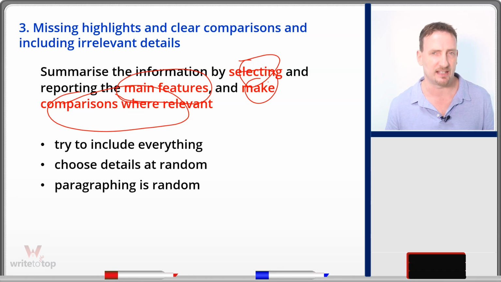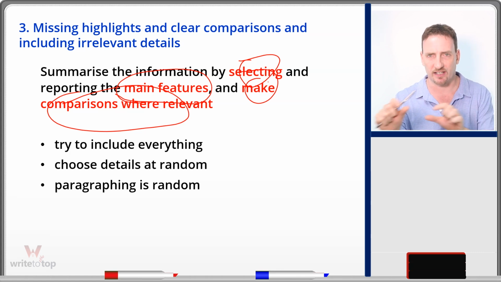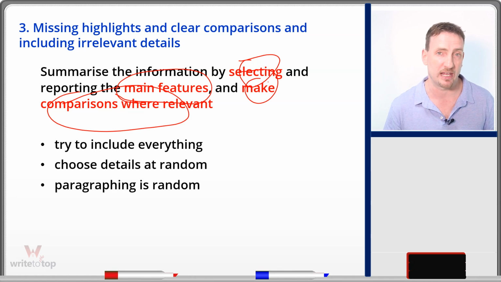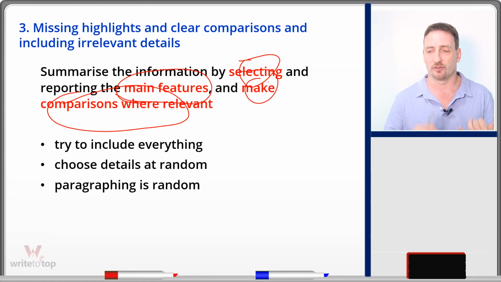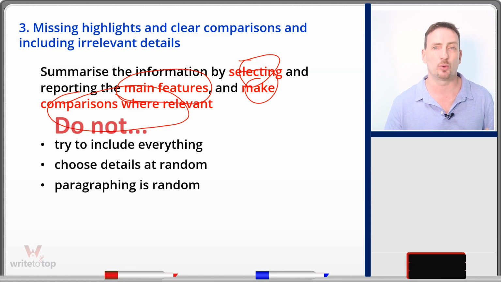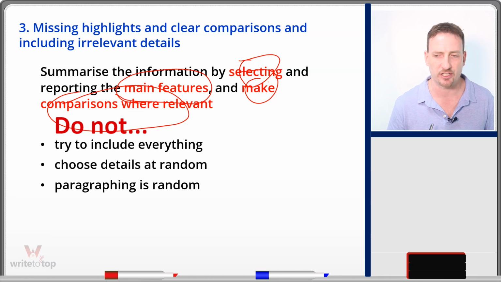The first mistake everybody makes. It's not all about English. It's also a little bit of analysis. You're not trying to reach a conclusion, but you are trying to pick out the more important information from the infographic. So don't try to include everything. Don't choose details at random. There has to be a reason why you mentioned a particular piece of information.